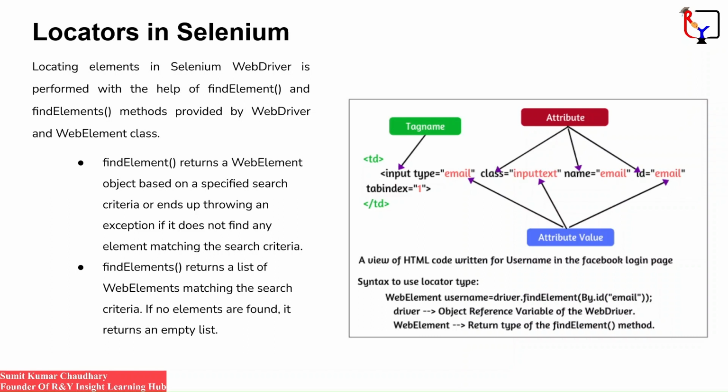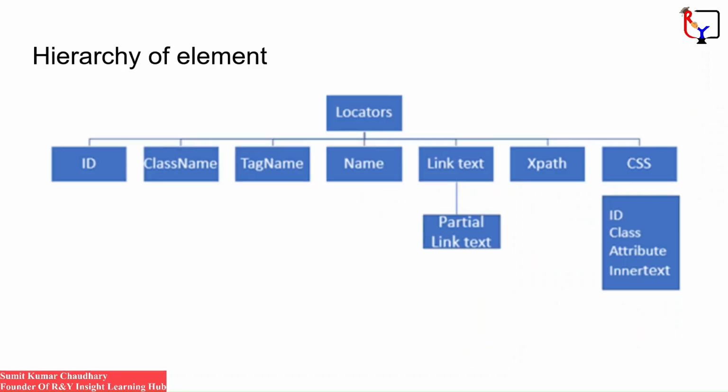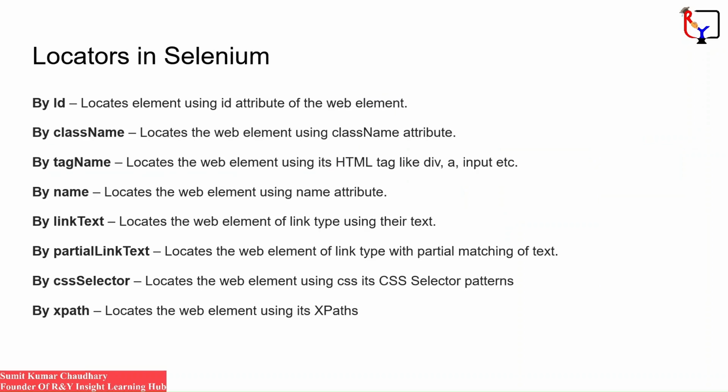So first we have to understand the basics of the locator. How many locators do we have in Selenium? We have ID, class name, tag name, link text, XPath. Link text also has partial link text, and CSS. And in CSS we have many different types: ID, class, attribute, inner text, and so on. We will understand the functionality of all of these practically. So let's move to the next.